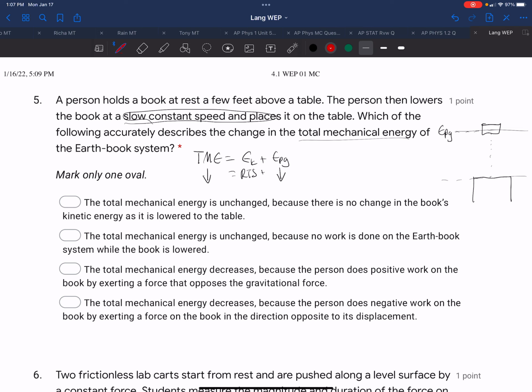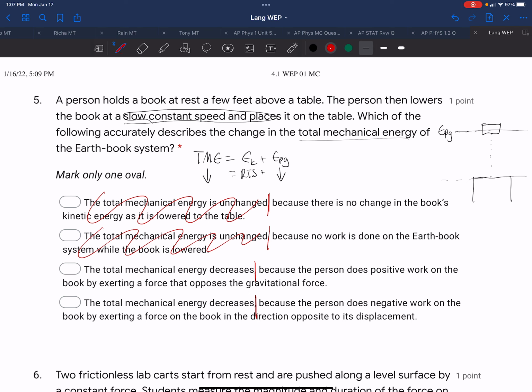So if we break the answer choices down into their clauses, we have total mechanical energy unchanged. That's false. We know the total mechanical energy must decrease. So just simply knowing that the total mechanical energy decreases gets us to 50-50. These two agree on decrease. Now we need to look at the nature of the second clauses in each of these cases.